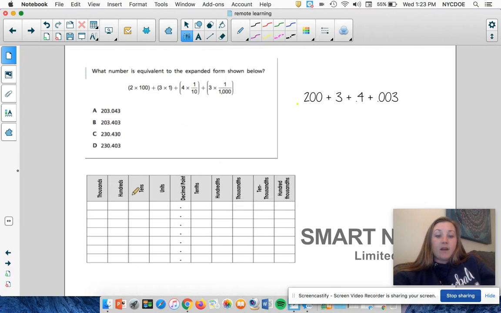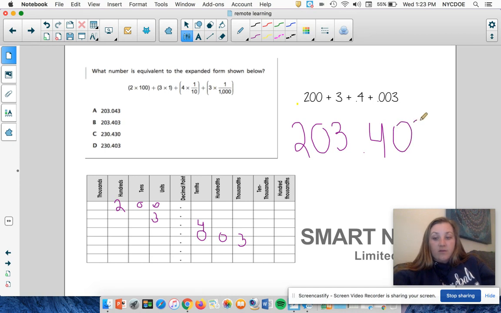I'm going to put 200, 3, 4, and sorry, it's really hard to draw inside these lines. Okay? When I combine them, I now have 200, 3, and 403,000. Does this answer match any of our answers on our screen?